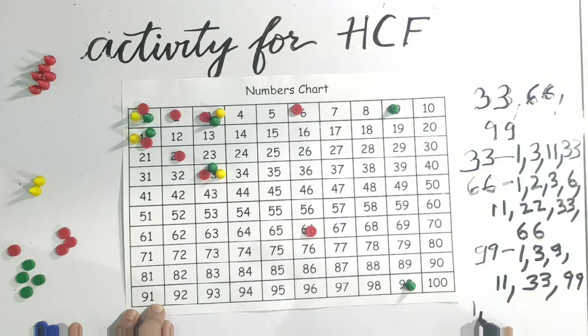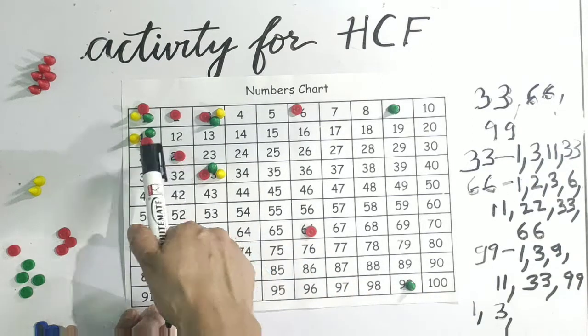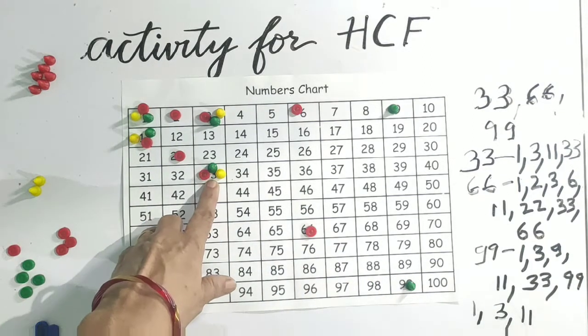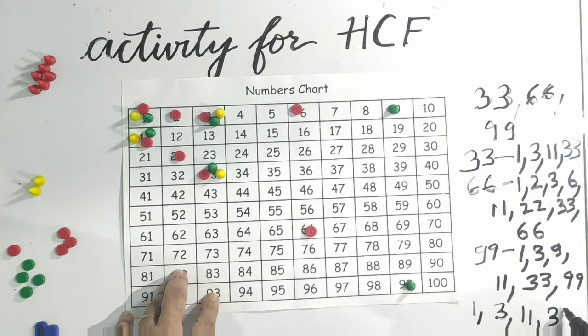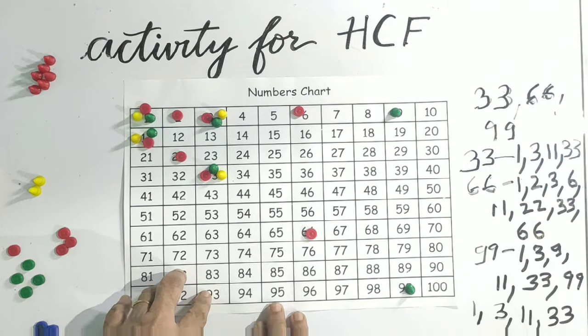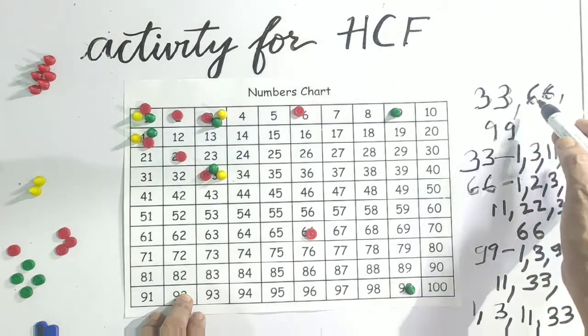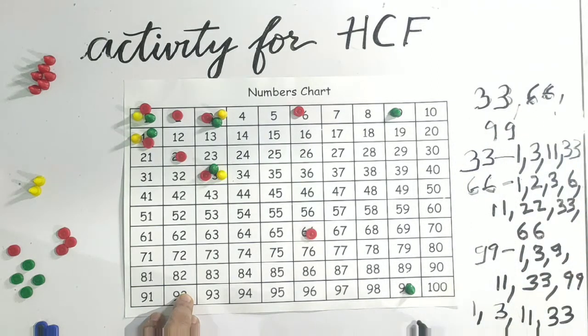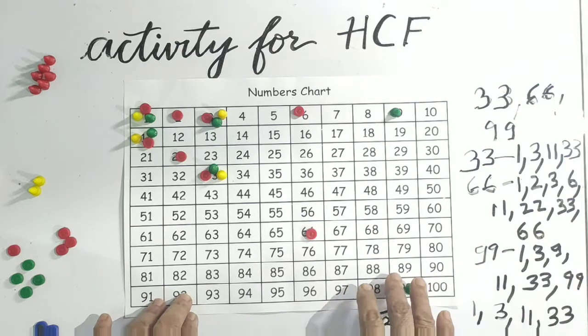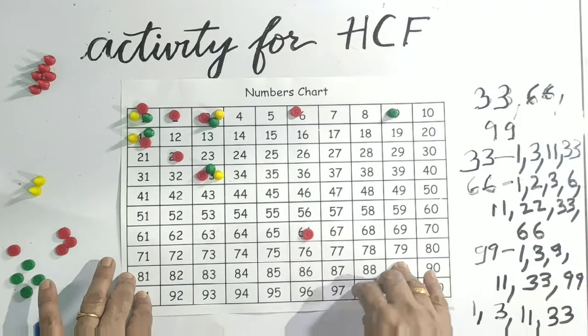So the common factors are 1, after that 3, after that 11, and on 33 also all three are there. So you have 4 common factors for these three numbers, and which one is the highest one? The highest one is 33. So the HCF of 33, 66 and 99 is 33. So by this you can find the HCF of any numbers by using this activity.